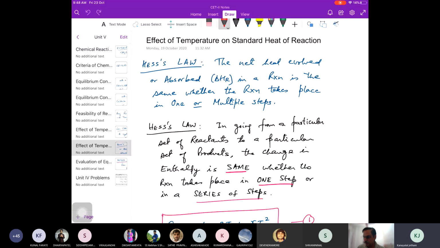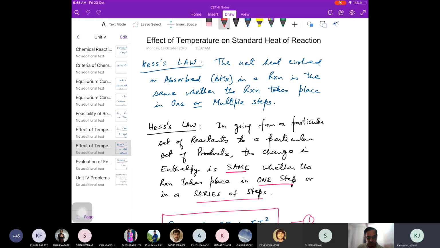याद है किसको हमने किया था पीसी में? किया था कि नहीं किया था? यूनिट 5 में एनर्जी बैलेंस में किया होगा. याद आ रहा है? नहीं आ रहा है? Hess's law. Yes, sir.